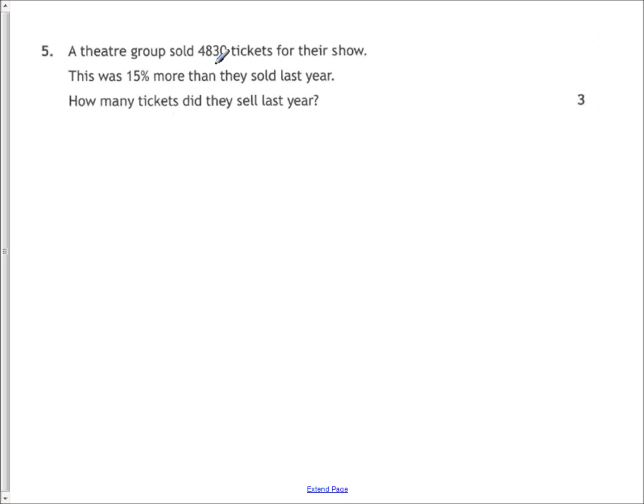A theatre group sold a certain number of tickets. You're told that this is 15% more than they sold last year. How many did they sell last year? Again, common question, reverse percentage. You want to go back in time, think of the original amount as 100%. So what you're talking about is, at the moment, 115% of the tickets is going to be equal to 4,830. Find 1%, find 100%, 3 marks in the bag. There is nothing to complain about so far in this paper.